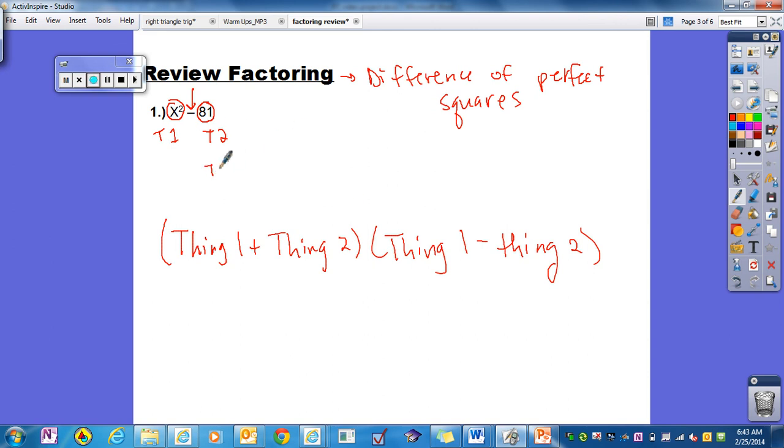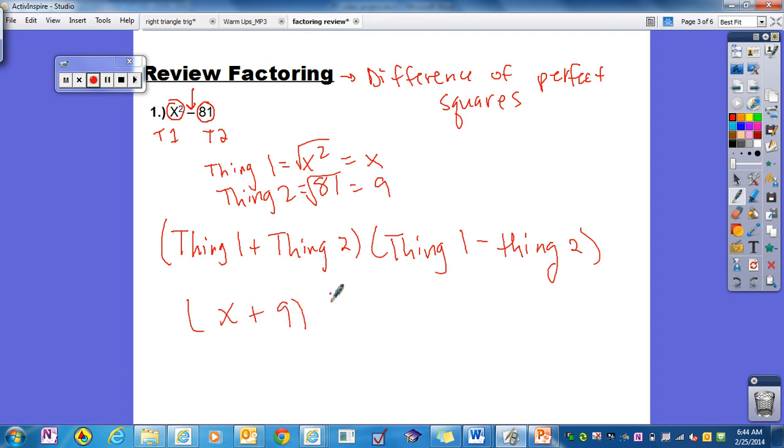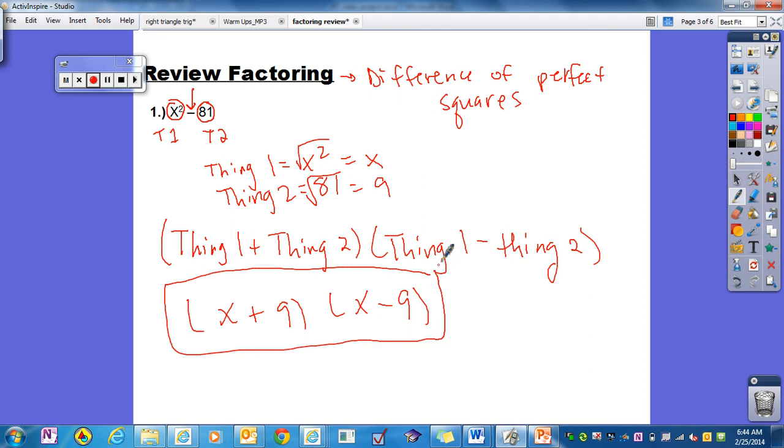And when you do this, thing 1 is x squared, thing 2 is 81. So now, when you do the difference of perfect squares factoring, you take the square roots of both of those things. So thing 1 would be x, and thing 2 would be 9. So then you do thing 1 plus thing 2 times thing 1 minus thing 2. So you would have x plus 9 times x minus 9.